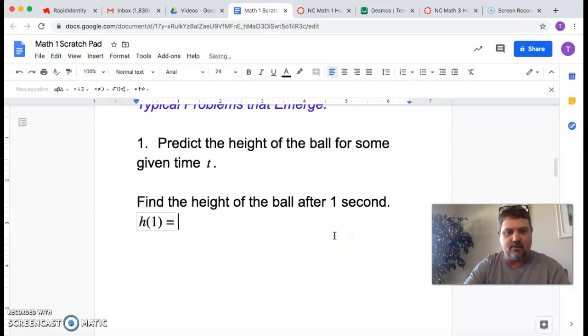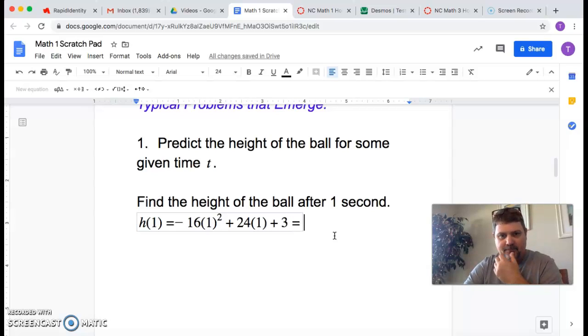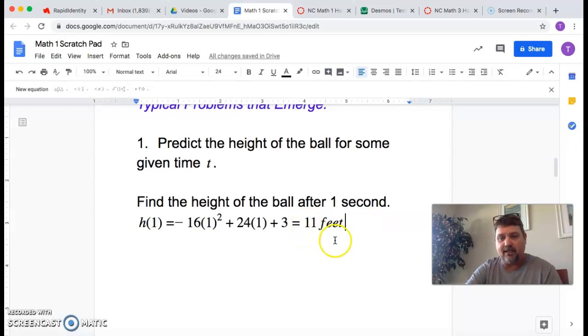So you want to find h of 1, which is negative 16 times 1. I'm going to square that 1, although it's just going to be a 1, but just to show our work here, plus 8 times 1, plus 3, not equals 3, but plus 3. I think that's going to be negative 16 plus 8, 24. I think we're going to get 11 feet. So the answer to that will be 11 feet. That's the easiest question they could possibly ask us.